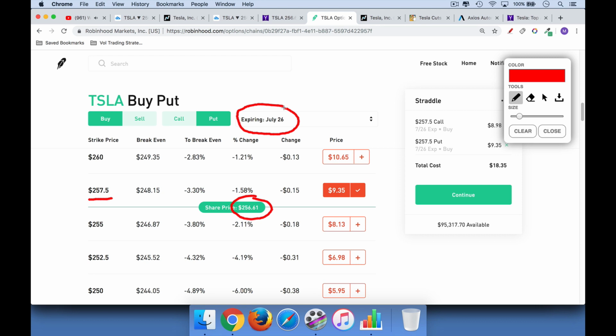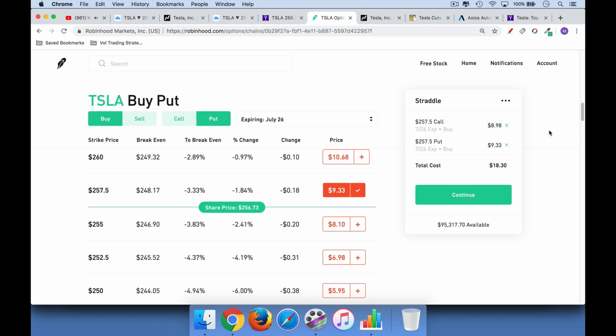And what they're basically being pumped up with is implied volatility. They're being pumped up by the uncertainty of what Tesla is going to report after the bell and what their forward guidance is going to be. So one way to look at this is you build an at-the-money straddle.